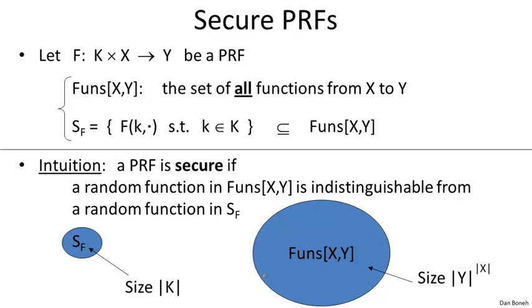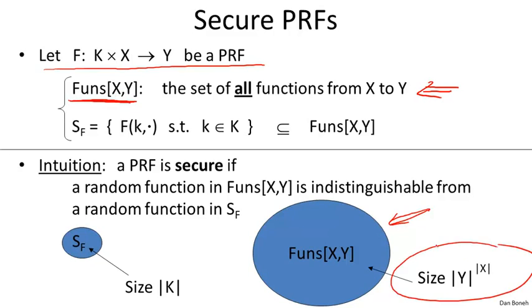Okay, so here we have a PRF, and I'm going to need a little bit of notation, not too much though, so I'm going to need to define the set Funs[X,Y]. This is basically the set of all functions from the set X to the set Y. Denoted here as a big circle, Funs[X,Y]. Now this set is gigantic. Its size is basically the size of Y to the size of X. So for example, for AES, remember both X and Y would be 2 to the 128. So for AES, the size of the set is enormous.